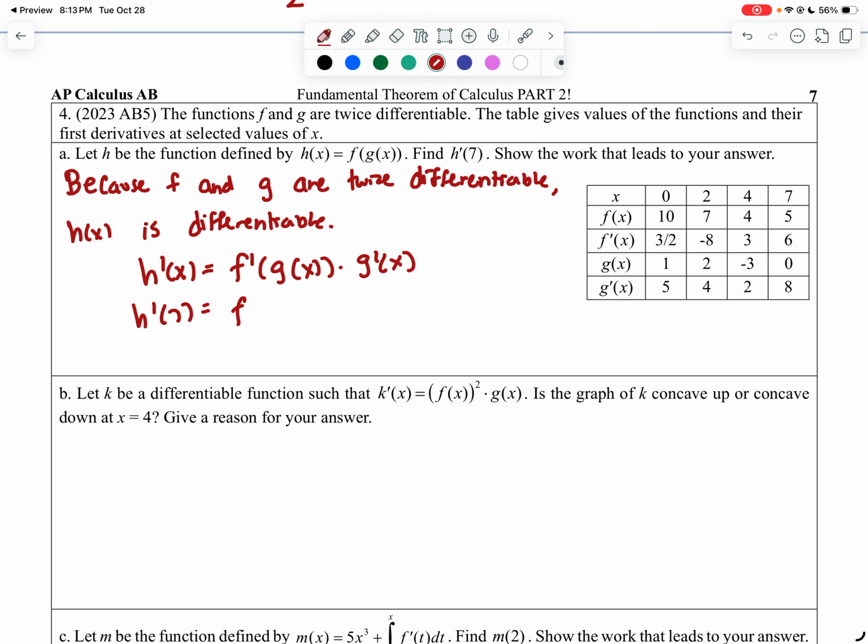Plug in 7. Now, I had a couple of people not being happy about how you can't just leave it like this. You have to plug in the numerical values whenever you get to this part. So do not stop here. G of 7 is 0. And then F prime of 0 is 3 over 2. And then G prime of 7 is 8. And then at this point, if you want to stop here, then you could stop here.